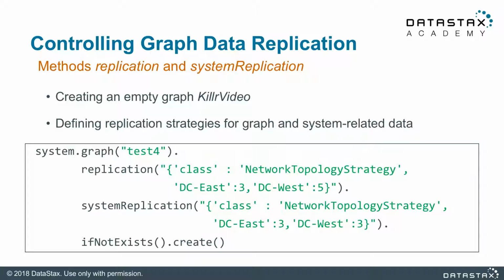We have a graph called test4, and we're setting a network topology strategy replication setting with two different data centers, DC East with a replication factor of 3 and DC West with a replication factor of 5.